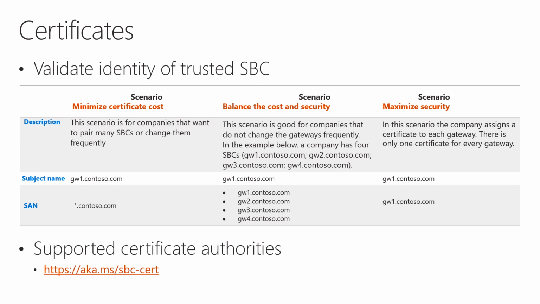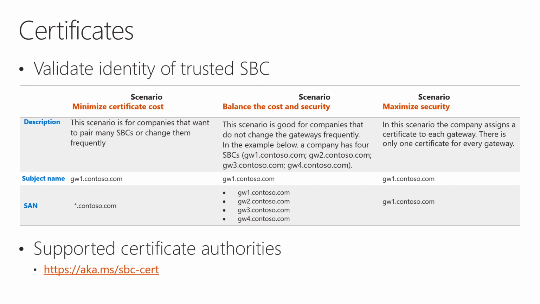In the scenario where you want to minimize the certification cost, you put one of these gateway names in the subject name, and then in the subject alternate name, you just put *.contoso.com. You're using a wildcard certificate. And now this certificate can be used on any of the other SBCs that you're using, because all of them are matching this wildcard certificate. They have some dedicated part, but then there's .contoso.com.